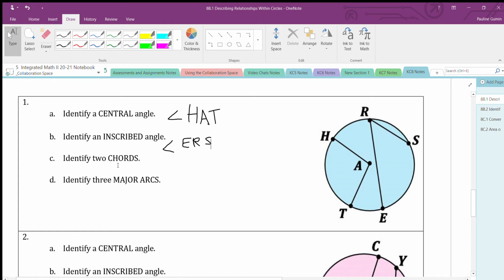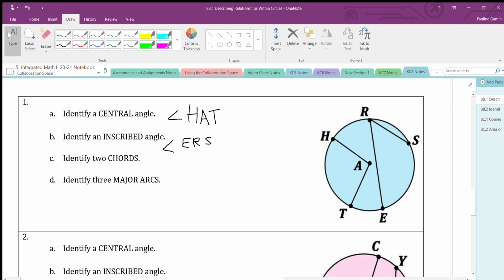Letter C asks us to identify two chords. Chords are lines that are formed from one side of the circle all the way to the other one. The most common one we know is the diameter, but here I see two that are not the diameter, but they're still chords. The biggest one I see is the chord ER.